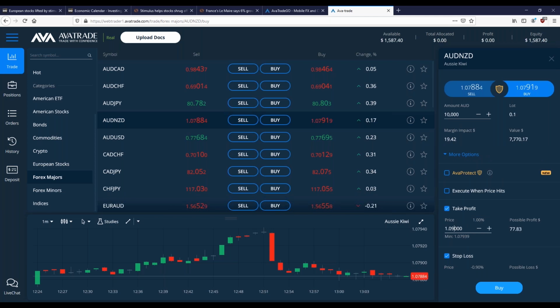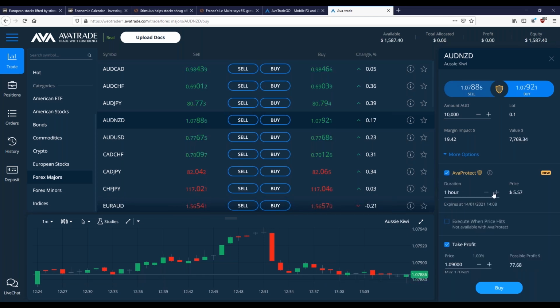The point is I'm fully informed as to my risk management here by using this platform, by using this order window. And if we wanted to say, maybe I don't want a stop loss, maybe I want to have protect. I could be scalping, one hour type trades, three hours. You see the protection is not so expensive. $16 for 2 days protection.